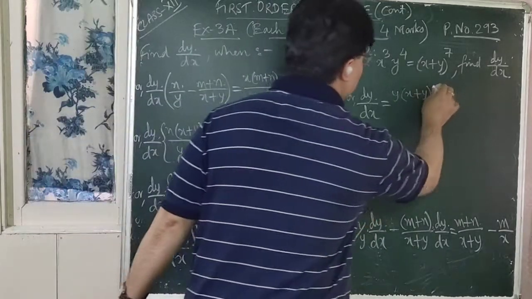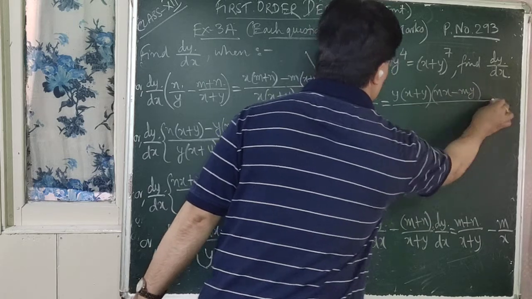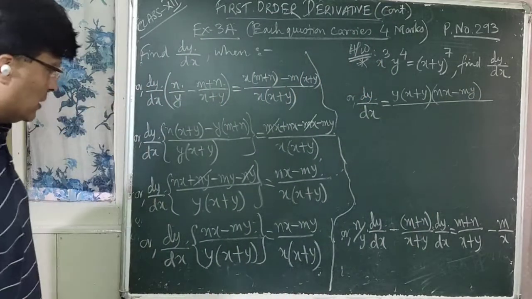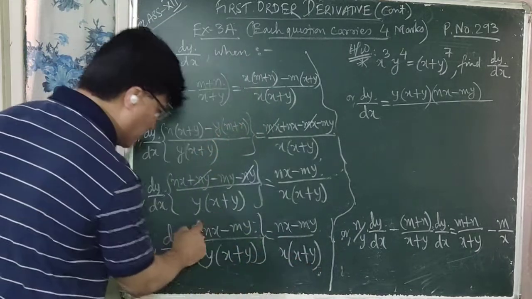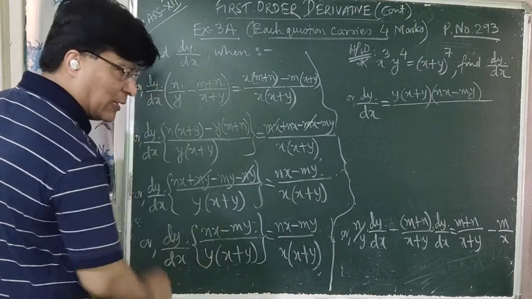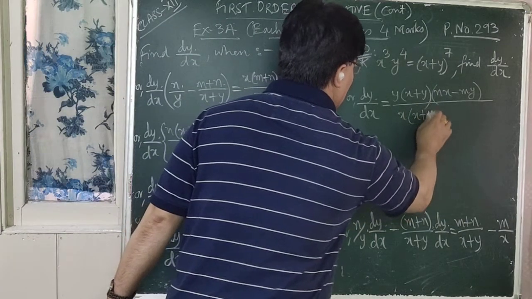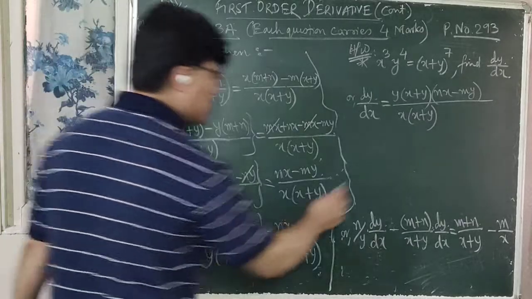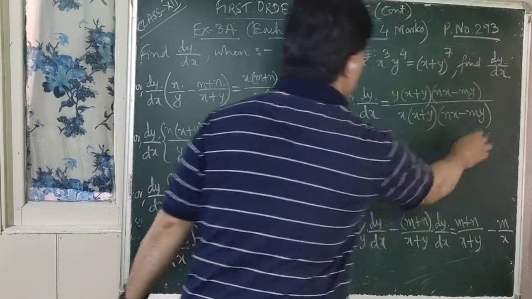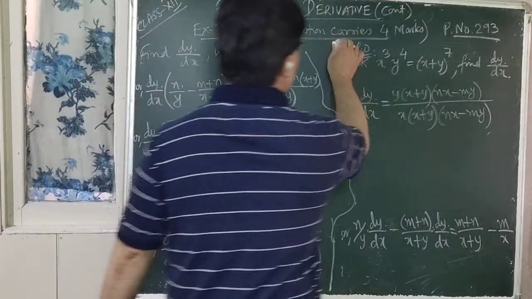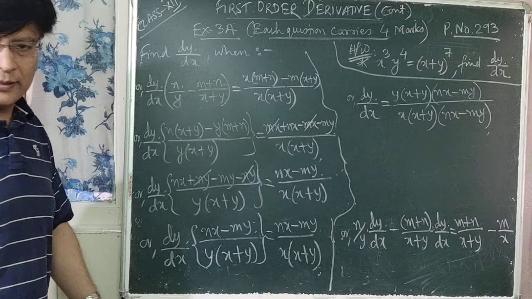It is nx minus my, this whole divided by, in the denominator you can write x into x plus y, cross multiplied by this numerator on the left hand side. Okay, so x into x plus y into nx minus my. It is nx minus my. Is that understood?